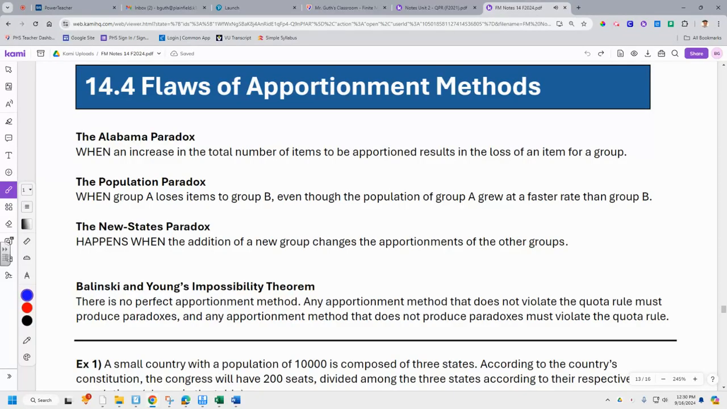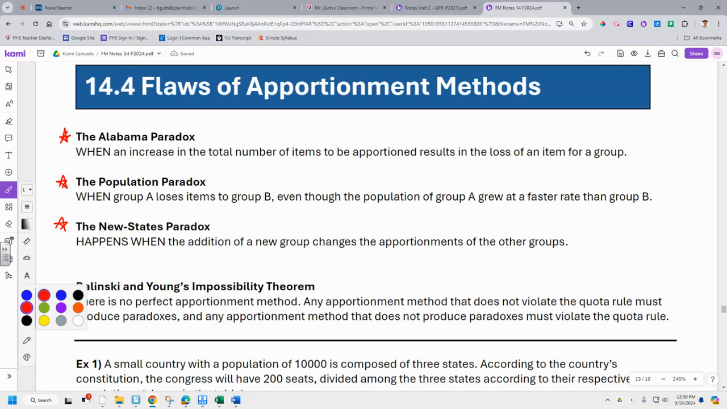14.4 is the flaws of apportionment methods. So remember we have our four methods, Hamilton, Jefferson, Adams, and Webster, but this is going to talk about the flaws. We've got a couple of paradoxical statements here: Alabama paradox, population paradox, and new states paradox. And you're going to have to pay real close attention because it's very specific of when it might happen.